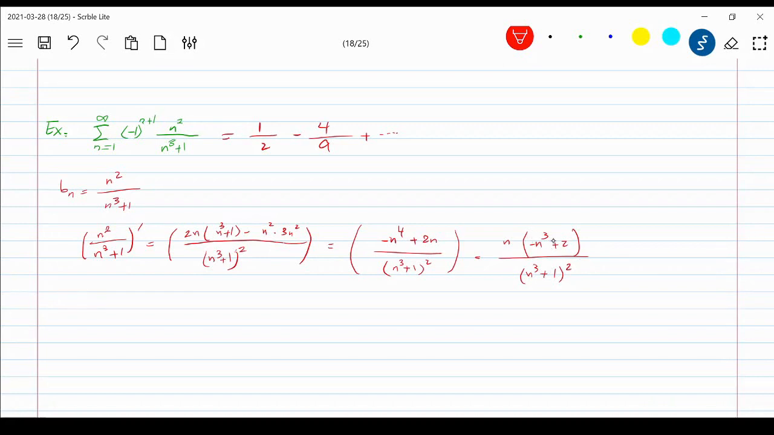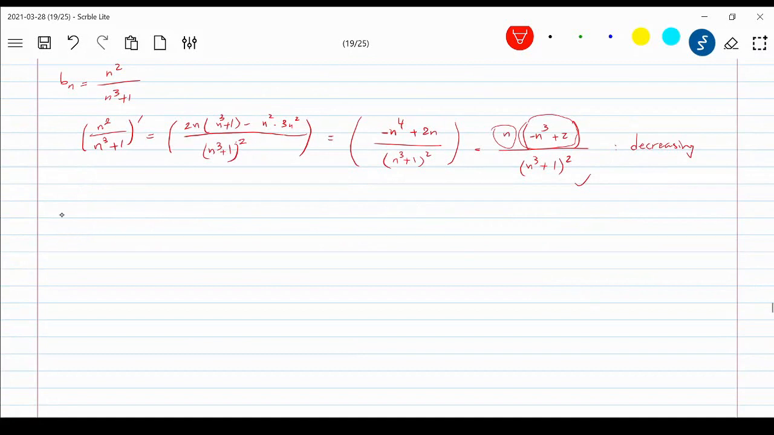So as n increases, this is always negative. Negative times a positive is always negative. So this is decreasing. If we have a decreasing function, we satisfy the first condition. So if we satisfy the first condition, I'll check the second one.